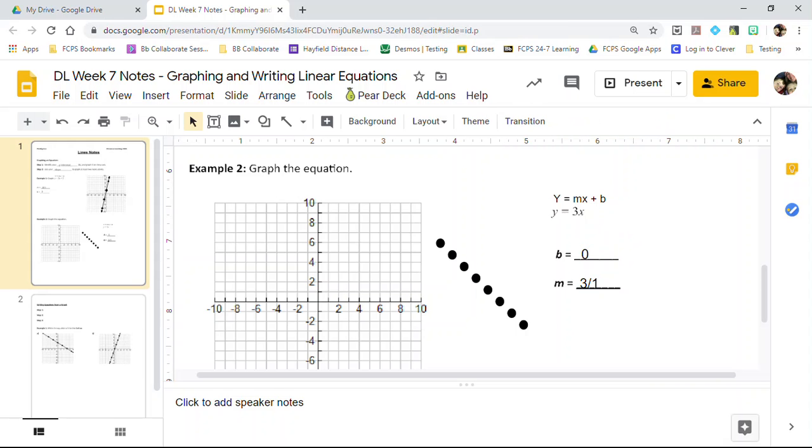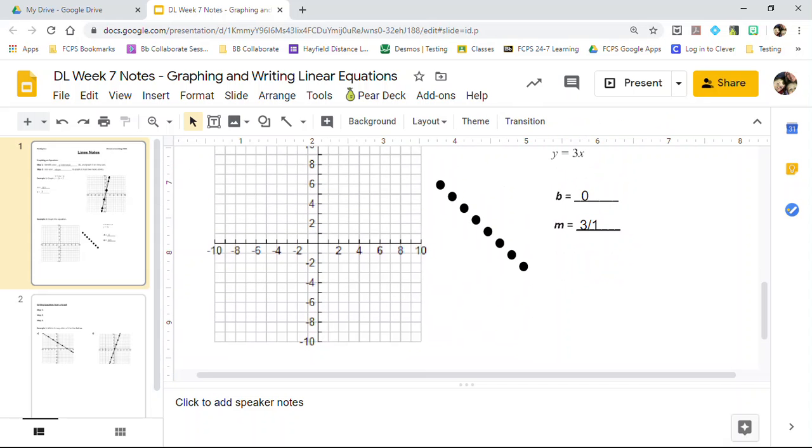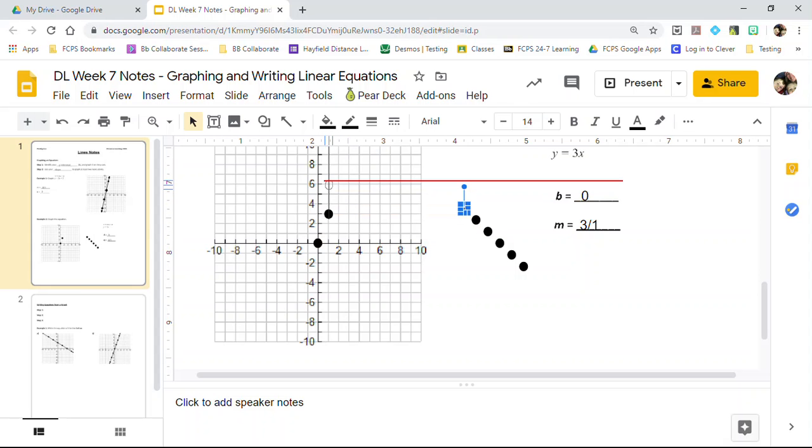Again, it's positive, so our line has to go up and to the right. So I'm going to go up 3, right 1. I'm going to start with my y-intercept, which is at 0. I'm going to try and put this as best as I can on there. And now I can go up 3 over 1. And I can do that again. 1, 2, 3 over 1.